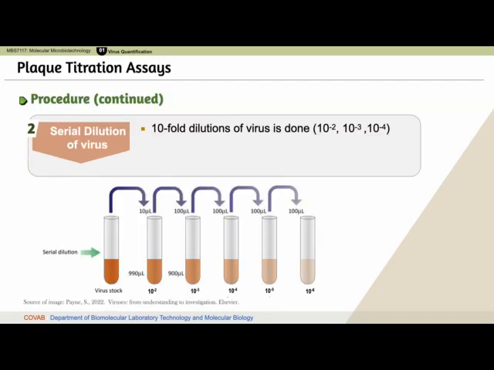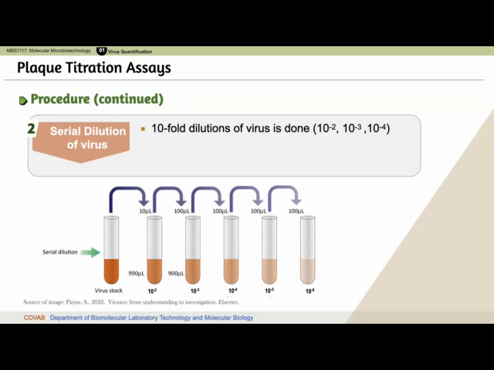Now let's go to step 2. We are going to prepare serial dilutions of viruses, or we're going to titrate our virus. We usually use 10-fold dilutions because it's easier for subsequent calculations. And we're going to dilute our virus to 10 to the minus 2, minus 3, minus 4, and you can even go up to 10 to the minus 8 or 9. So how do we do this?